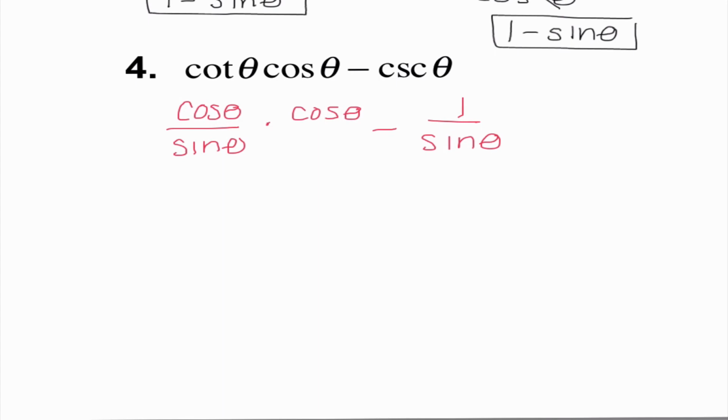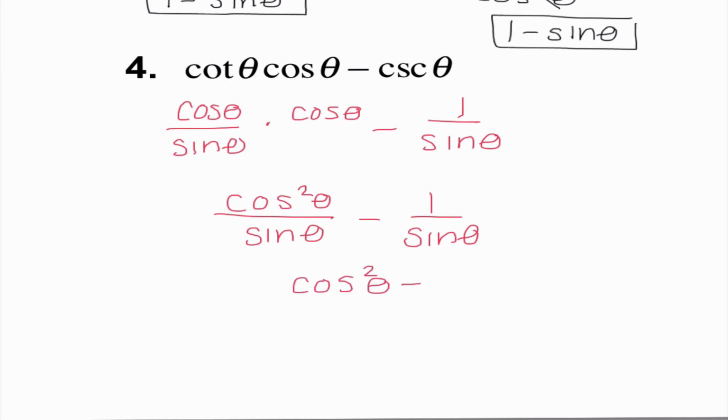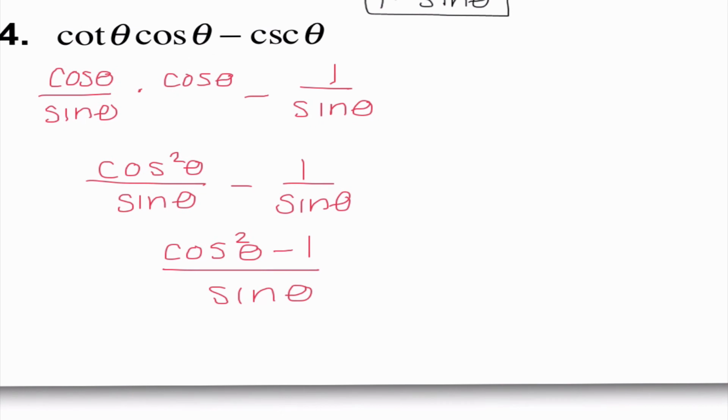Okay, so I have cosine squared over sine minus 1 over sine. Now, it looks to me like we have a common denominator, so I can add these together, and I get cosine squared minus 1 over sine of theta. Now, this clearly does not look simplified to me, and I notice a cosine squared and a 1, and that makes me think of sine squared plus cosine squared equals 1.